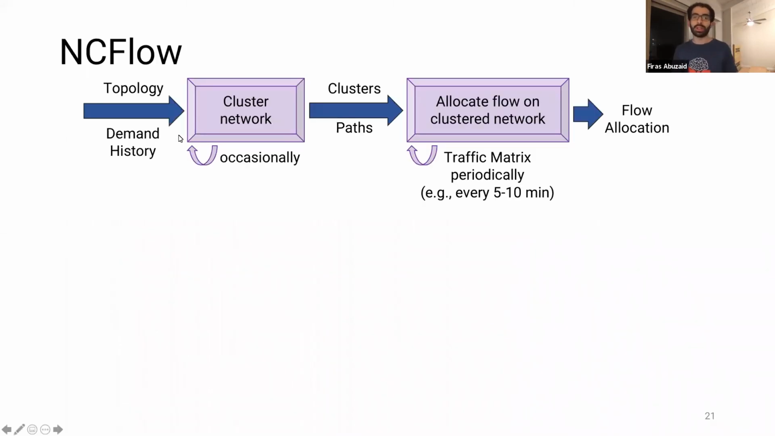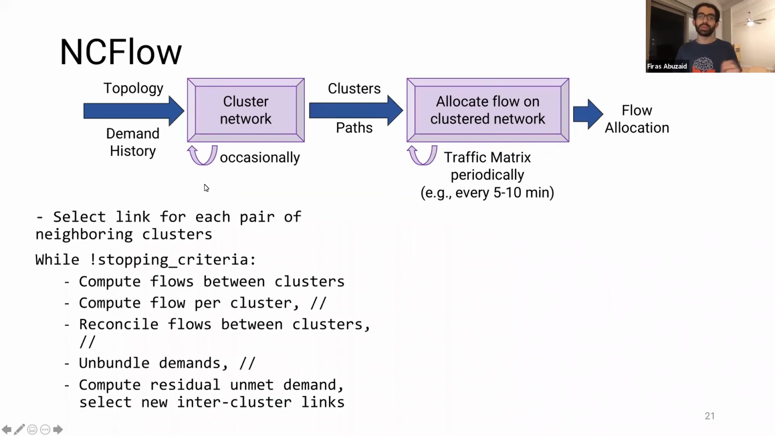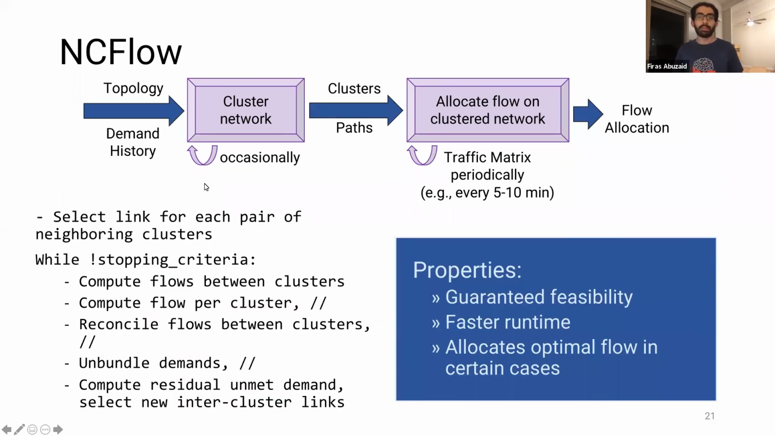So to recap NC flow, we contract the network into clusters and then solve a smaller set of flow problems on the clustered network using the pseudocode below. The solution details are in our paper, of course, but we want to highlight some important properties. NC flow is always feasible, which we prove in our paper. It leads to faster runtimes, and it can allocate flow optimally under certain conditions, which we also prove.